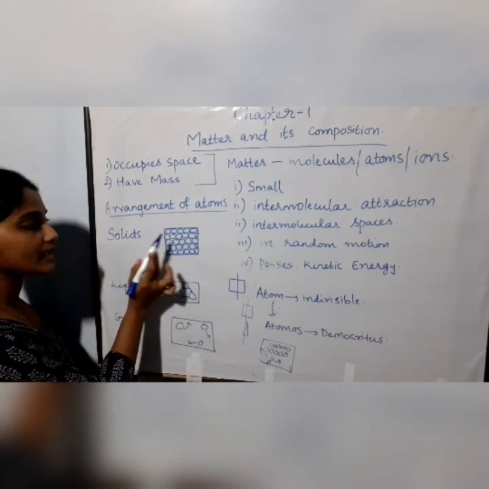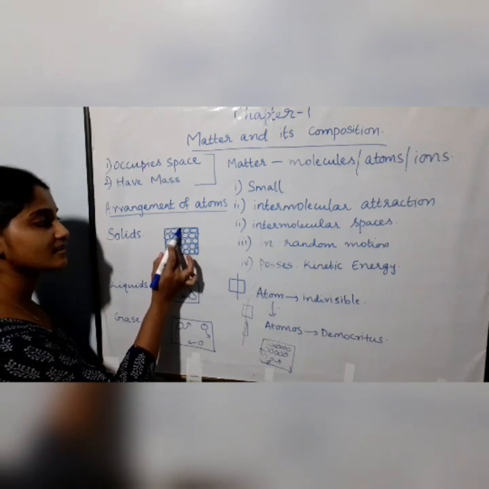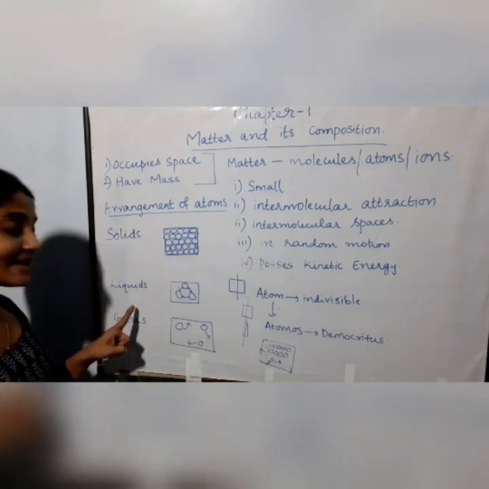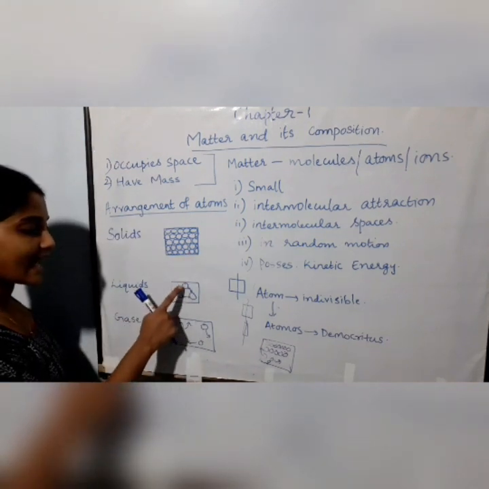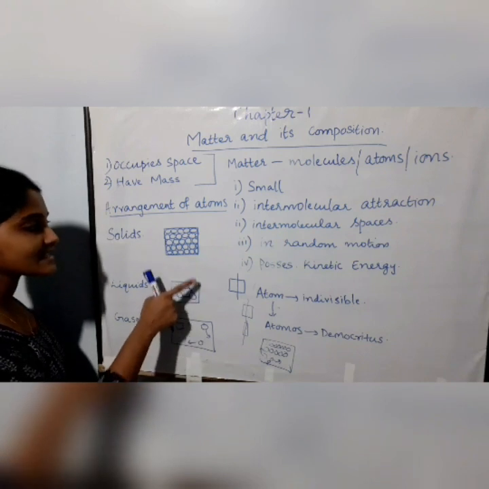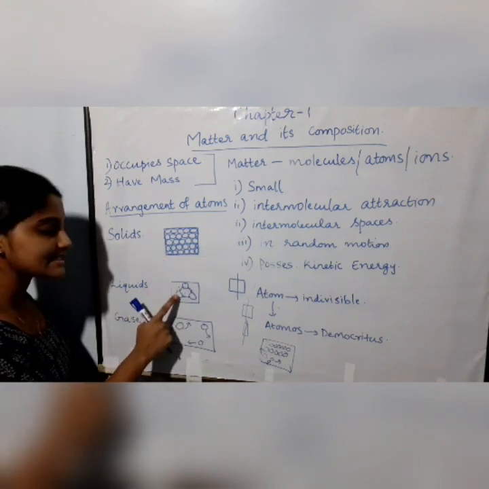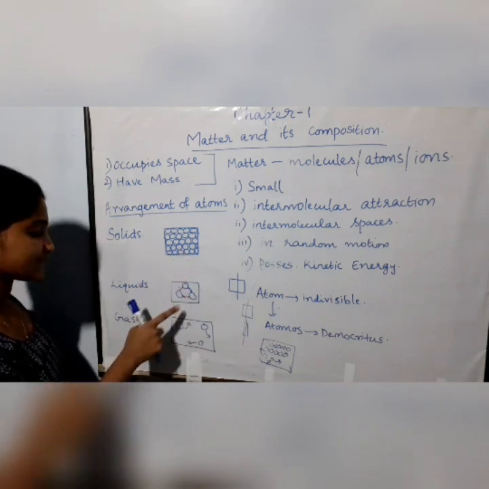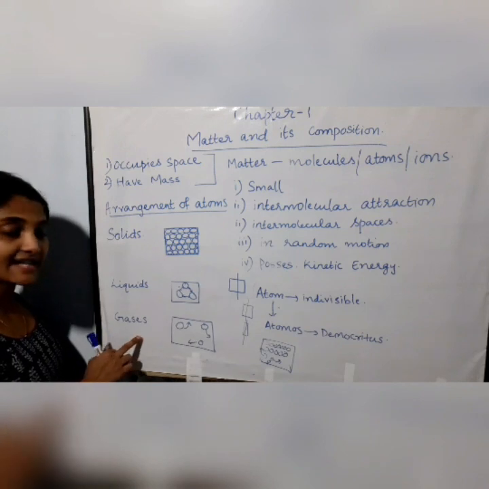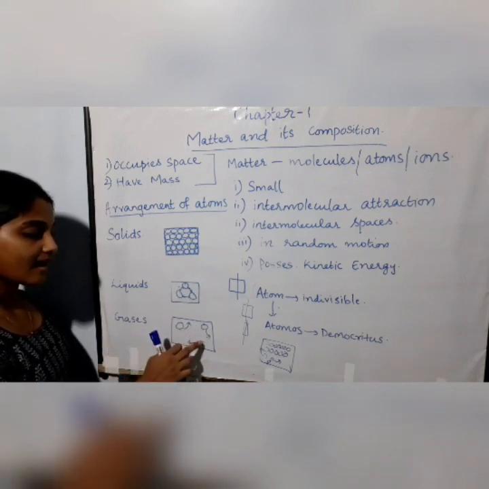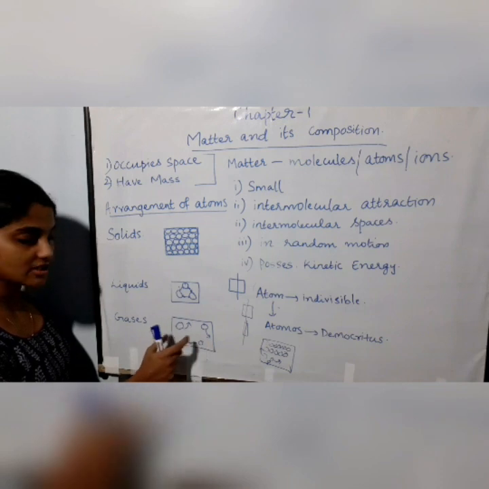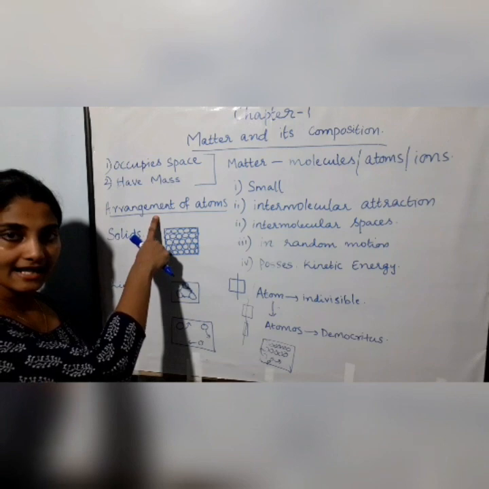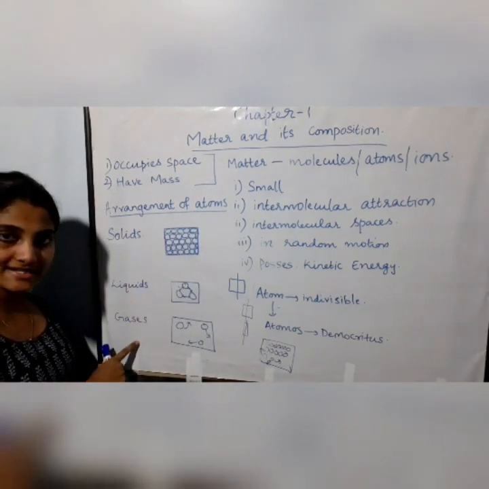So in case of solids, the atoms are arranged very close to each other, which means that they are closely packed. But in the case of liquids, these atoms are arranged not as close as that of solids, but a little far away than compared to the solids. Now let us see the case of gases. In case of gases, the atoms are not close to each other, but they are far apart from each other. That is how these atoms are arranged in case of solids, liquids and gases.